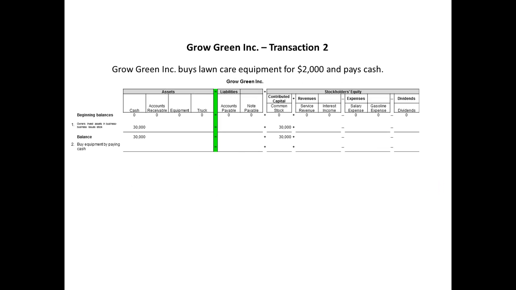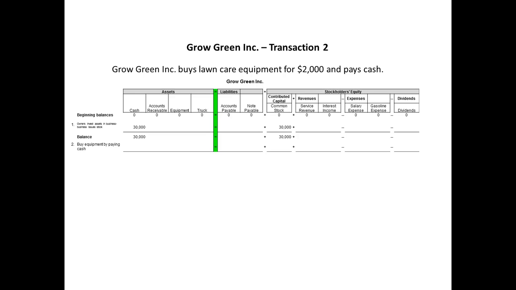Next, Grow Green buys lawn care equipment for $2,000 and pays cash. How does this transaction affect the accounting equation? Specifically, what accounts are affected? Grow Green's equipment increases, and Grow Green's cash decreases. Since cash is decreasing, we'll enter the $2,000 as a negative amount.